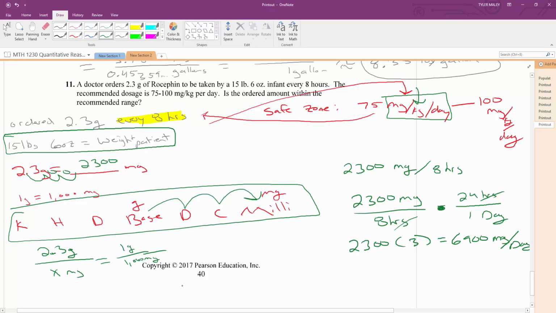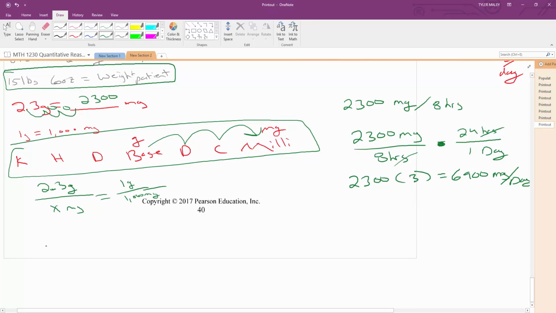So what I'd want to do is convert 15 pounds and 6 ounces into blank kilograms. If you look at the top of your worksheet, we want to look for a connection between kilograms and pounds, under the weight. So we do have a connection between kilograms and pounds.